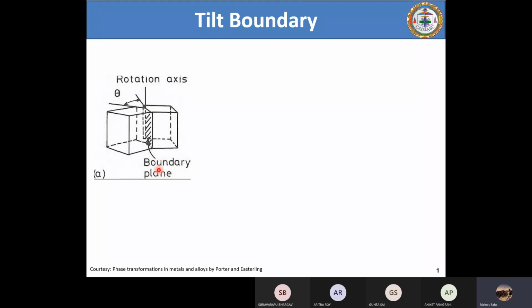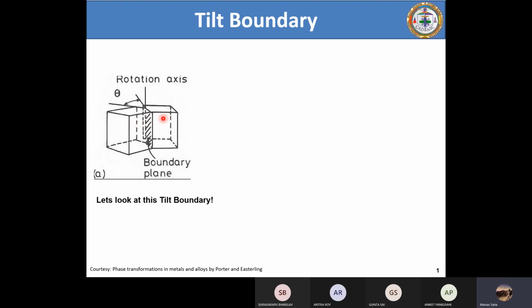There is a way to distinguish between a tilt and a twist boundary, but let me complete the tilt boundary first. So always make note of this: a tilt boundary will always have a unique grain boundary plane. The grain boundary plane doesn't merge with any of the planes of the adjoining grains. For example, here it is not the same as any of the planes of the adjoining crystals, this one or this one.